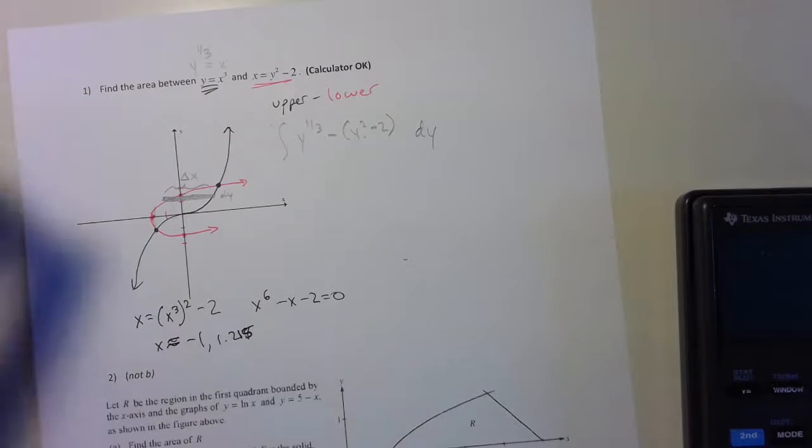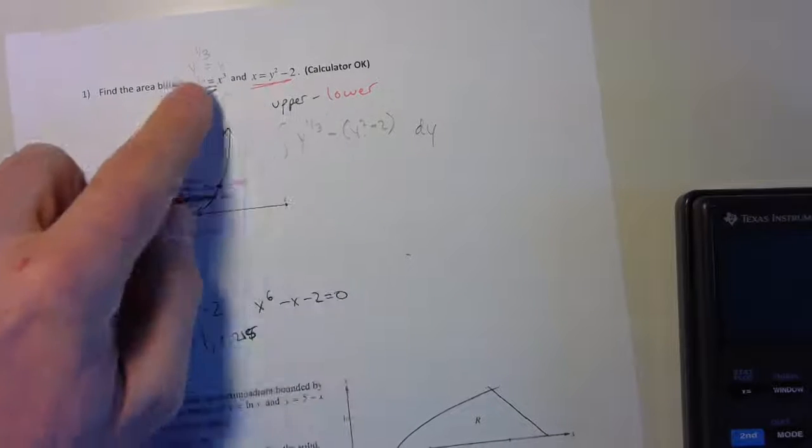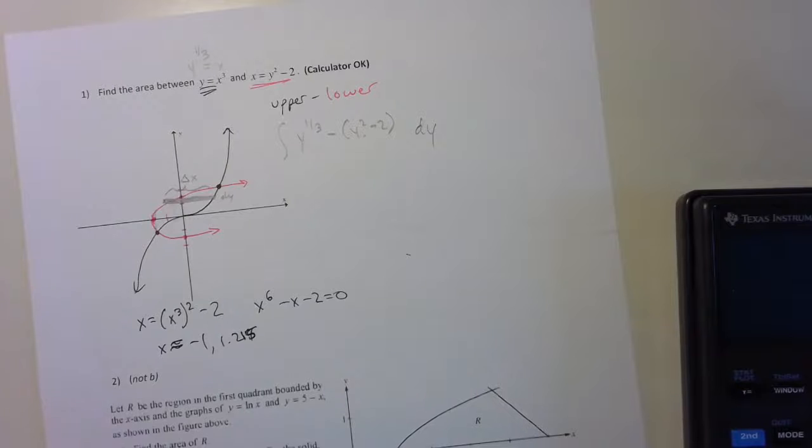And it gives me 1.24. I'm sorry, 1.215 when I round it. Okay, so those are my x values. They're not the y values. So I'll figure out what those y values are by plugging them in. And I can plug them into either one that I want.